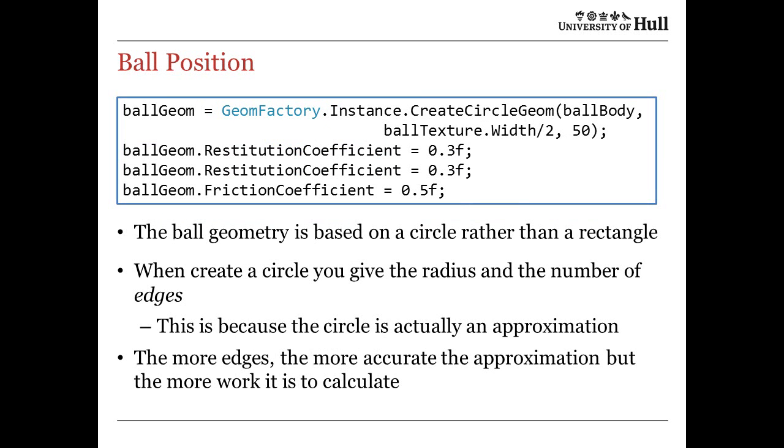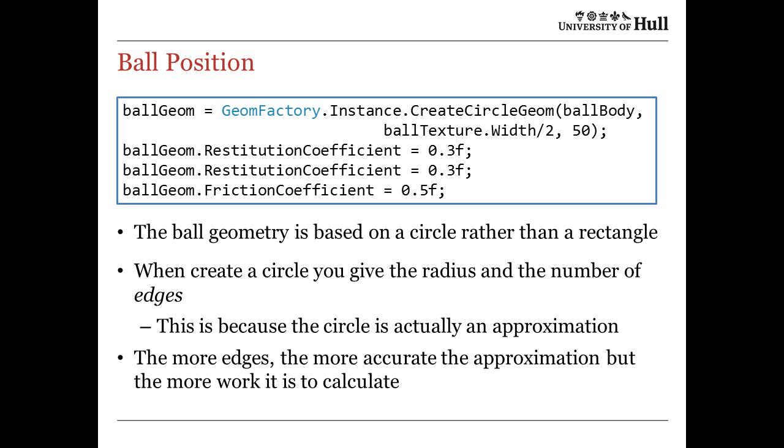The ball, subtly different. It has circle geometry rather than rectangle geometry. Now what they do to make a circle is you give it the radius, which is the width divided by 2, and then 50. And 50 is the number of elements they make the circle out of. We know that you can't really have a circle in a computer because it's perfectly round. 50 means that as far as Farseer is concerned, it's a polygon with 50 sides.